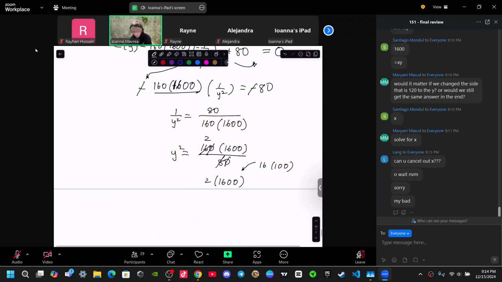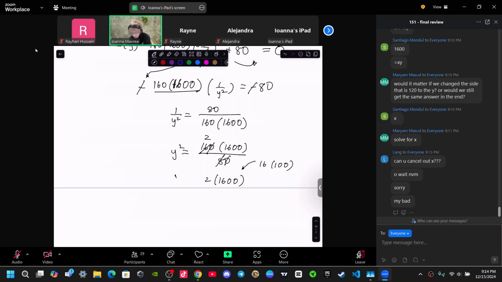Oh, yeah, okay, don't cancel them. All right, so that's what y squared is equal to. Remember, this is not the place where we're going to write y is equal to plus or minus. There's no minus width. It's plus. So y is the square root of this.